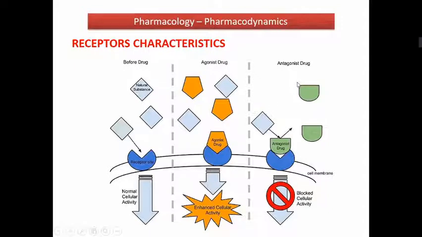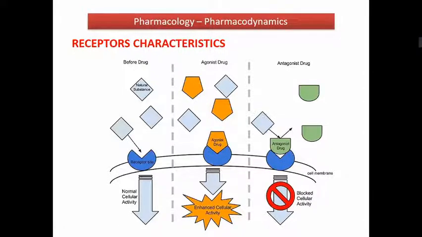Okay? And here, we have the antagonist drug. When you say antagonist, the effect of the drug is opposite to the effect of the natural substance or the agonist drug. So here, we have this green molecule. Does its binding part fit to the receptor? No. So what do you expect? The antagonist can still occupy this receptor, but it is not completely fitted for the receptor. So what do you expect?